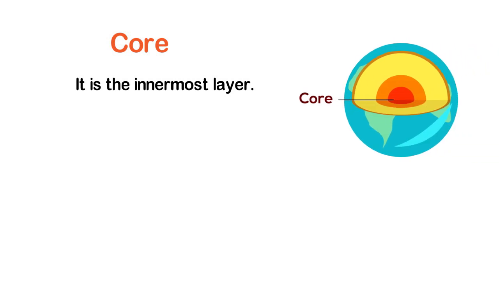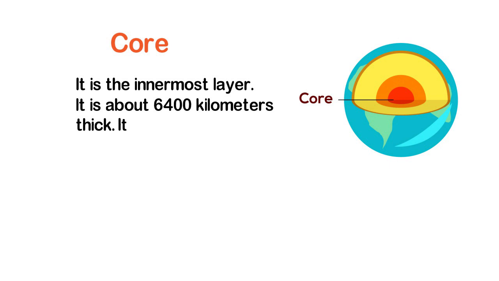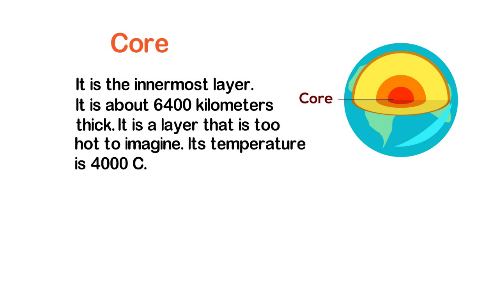Core. It is the innermost layer. It is about 6,400 kilometers thick. It is the layer that is too hot to imagine. Its temperature is 4,000 degrees centigrade.